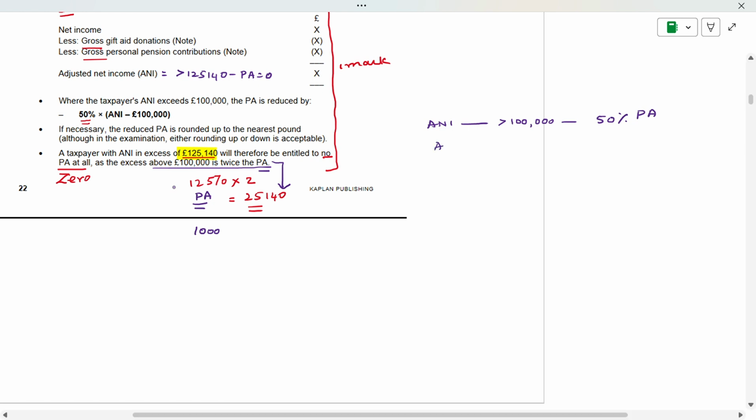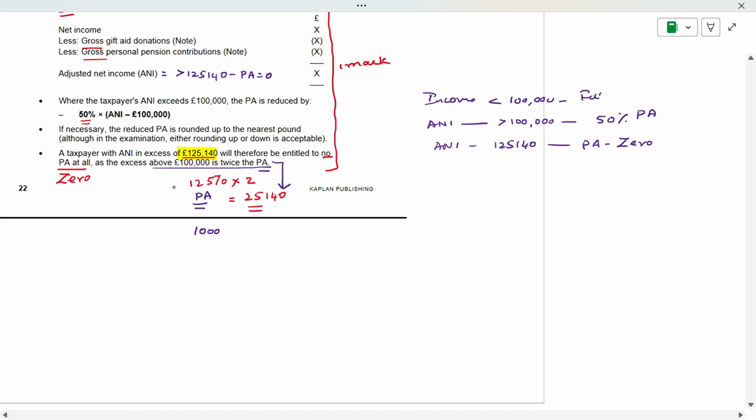If ANI is 125,140, then what will happen? Personal allowance will be 0. If the taxable income is less than 100,000, you will get the full personal allowance. Are you clear about this? Yes, sir, one minute, I'm just noting it down.